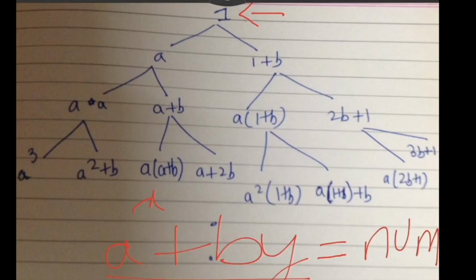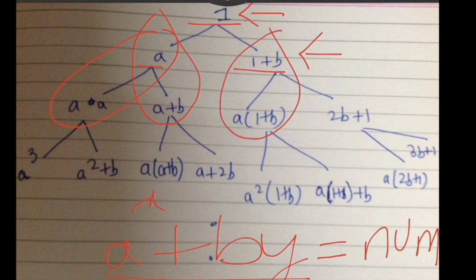Here I have created the tree structure of the elements that we will be getting generated. Initially 1 would be present in the set, then we can multiply by a and add b to this. So we will generate a and 1 plus b at the first level, right? Then we can again multiply by a, so we will be getting a times a. We can add b, which is a plus b, right? And in 1 plus b we can do a times (1 plus b), and then we can add b, which will give us 2b plus 1, right?